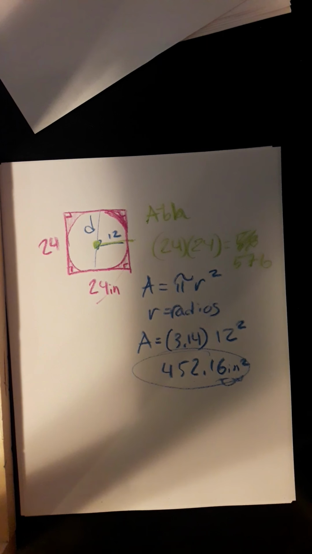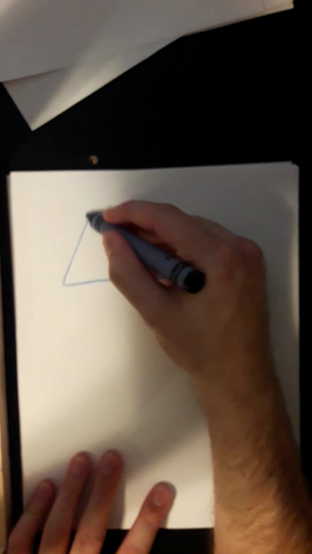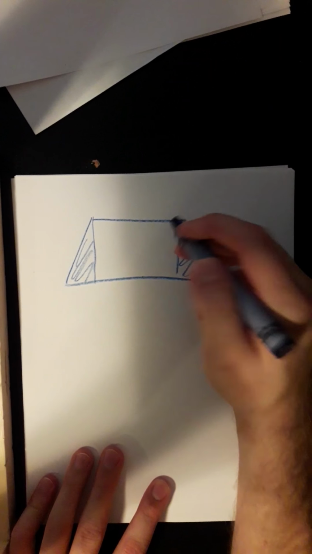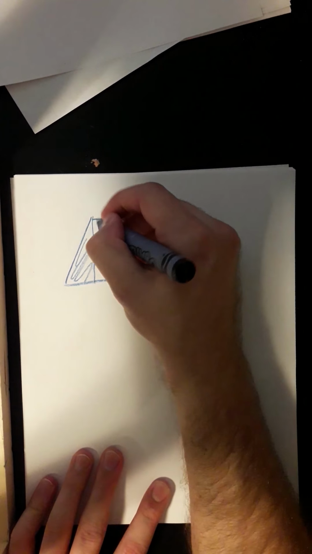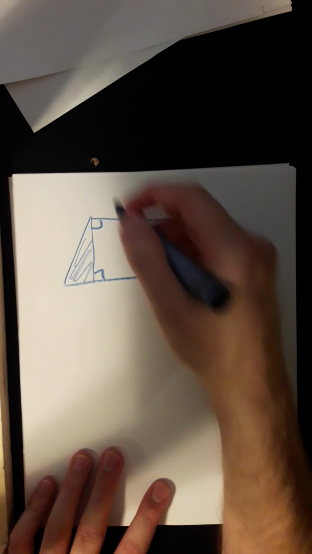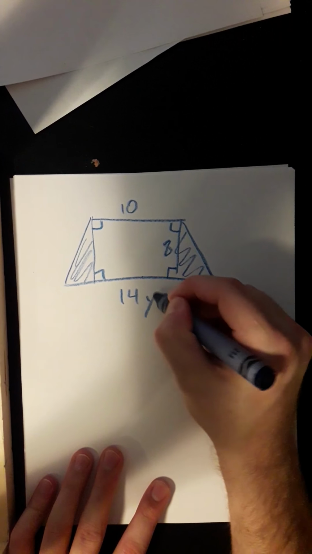Let's go ahead and do another one of these, this time involving a trapezoid. So let's say they give you a shape like this. And again, all they want you to do is find the area of the shaded region. And they tell you that these are right angles because they're just nice people like that. And they tell you that this is 8, this is 10, and this is 14, and this time it's in yards.